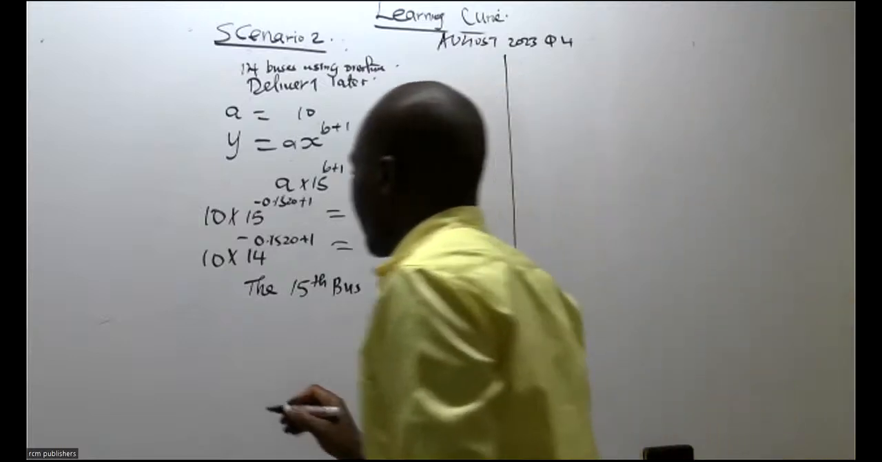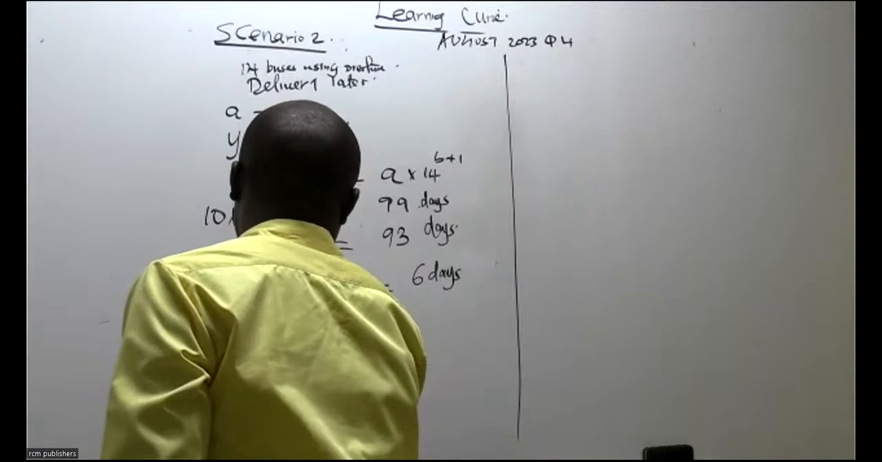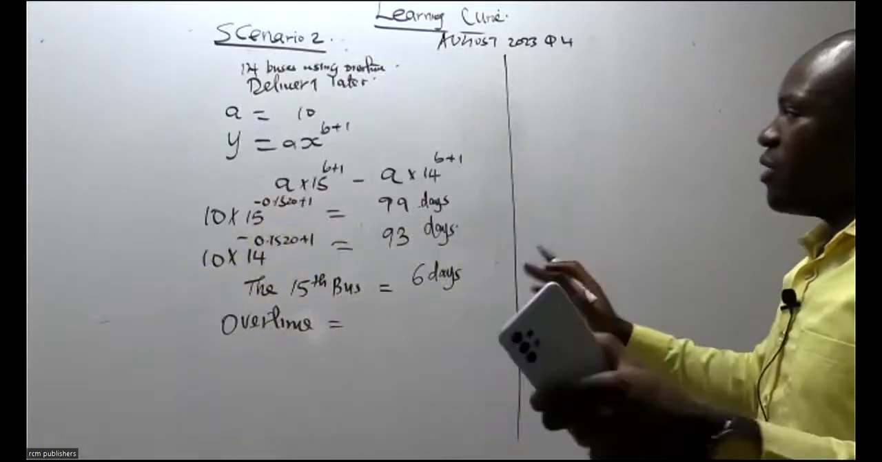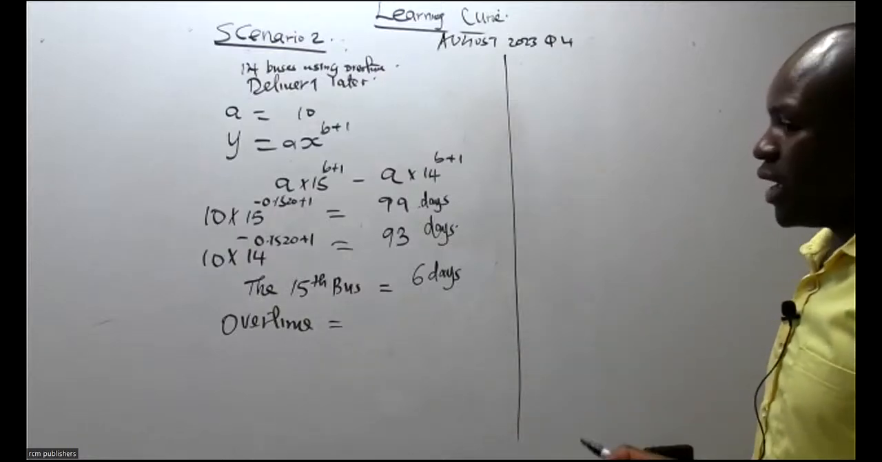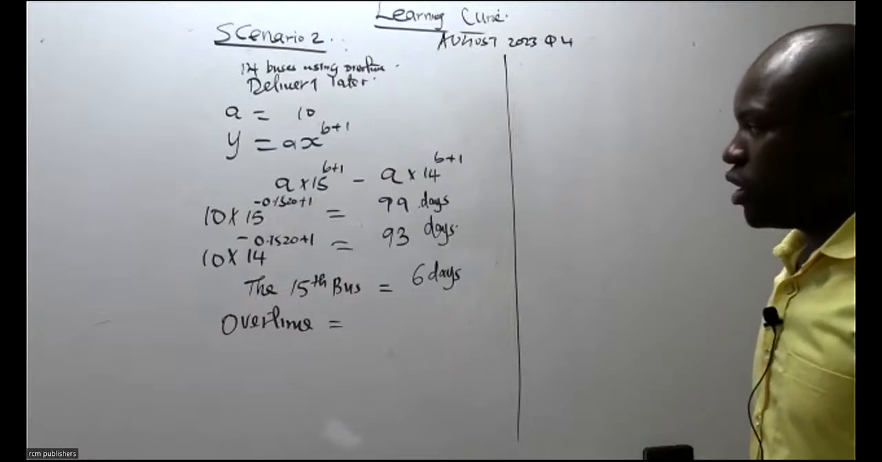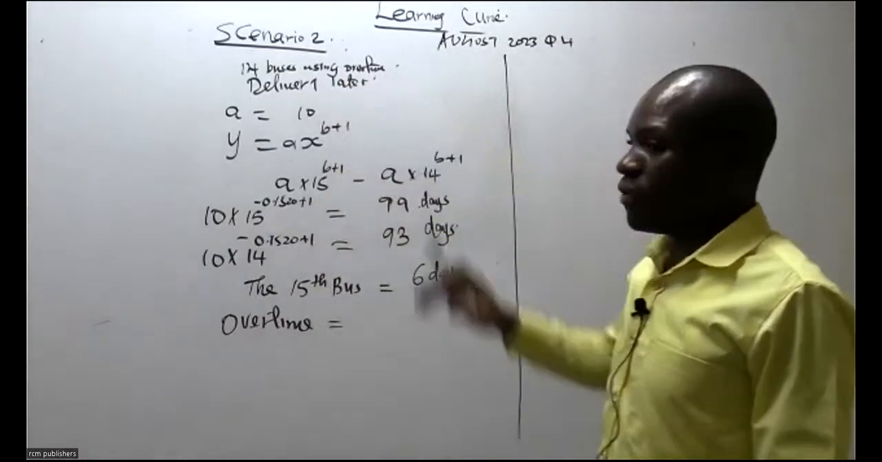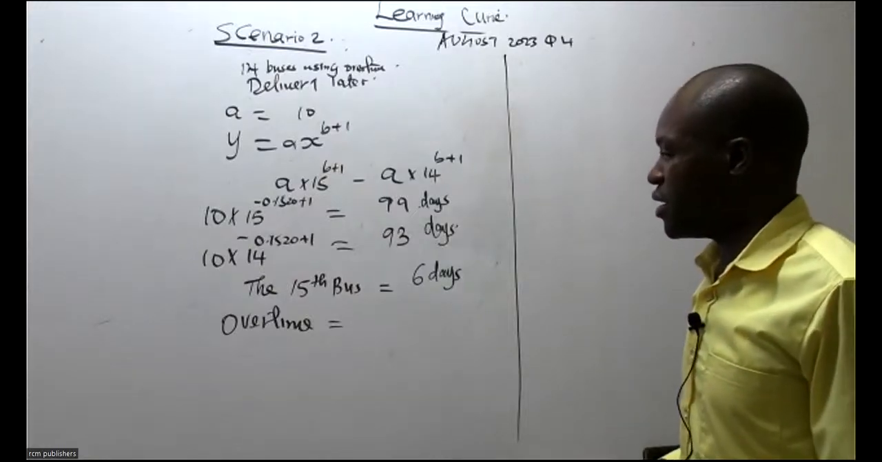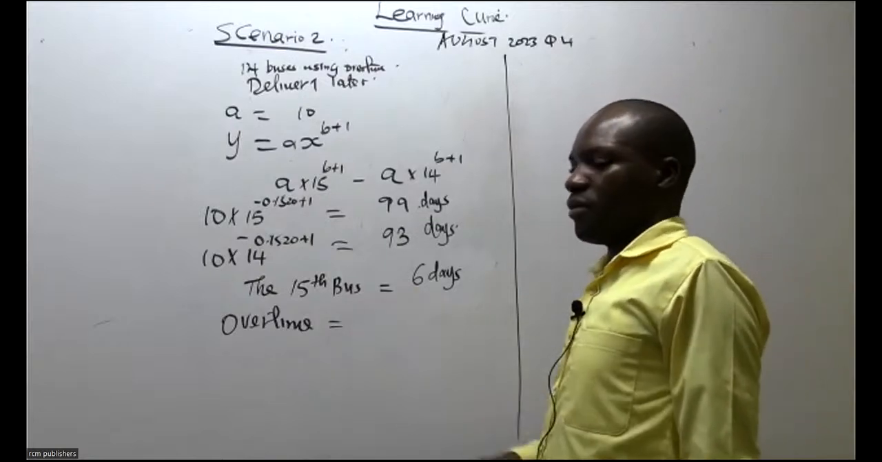Good. Having done that, overtime: how much is it? Someone to help me get overtime. In a normal working week, or normal working time, days should be 92. But for you to produce the 14 buses by use of overtime, you've taken 93 days. My question is, how many days are there under overtime?